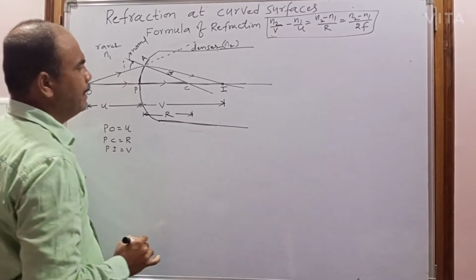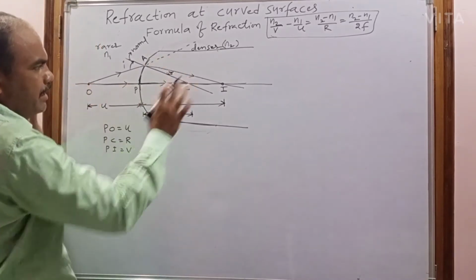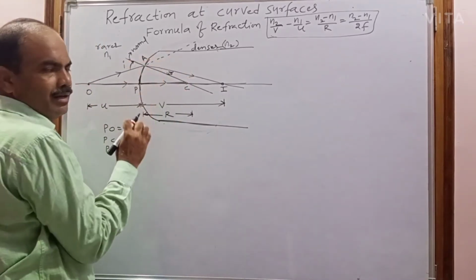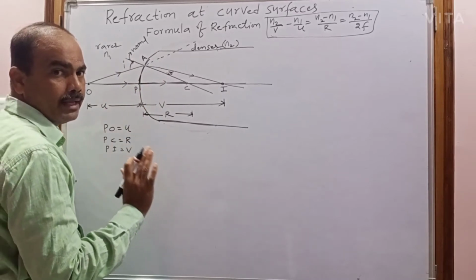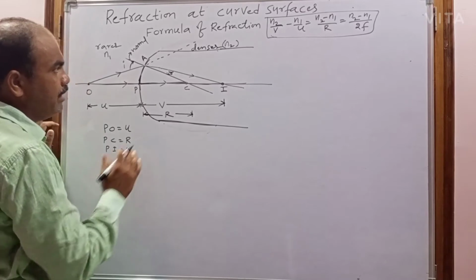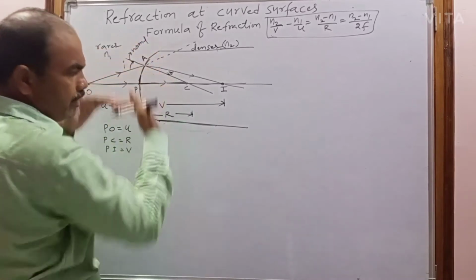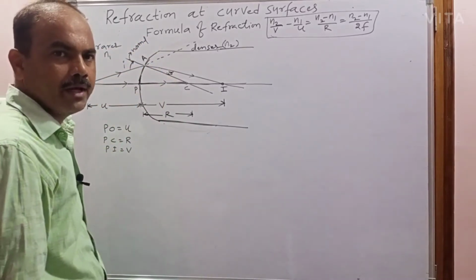But in this diagram, what rays have I taken? Only paraxial rays. Paraxial rays are the rays which are very near to the principal axis.